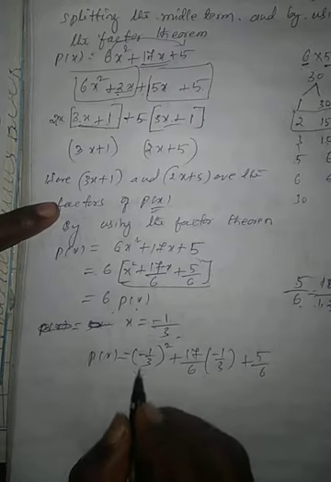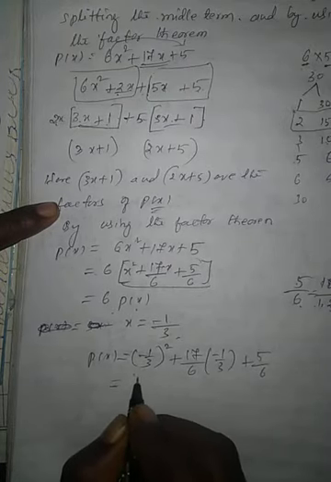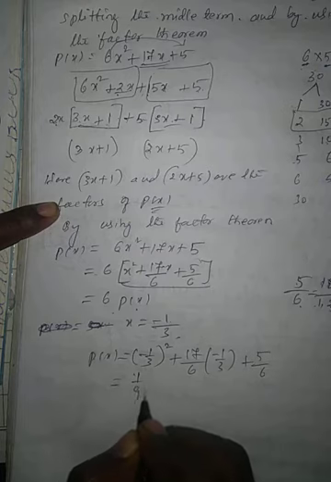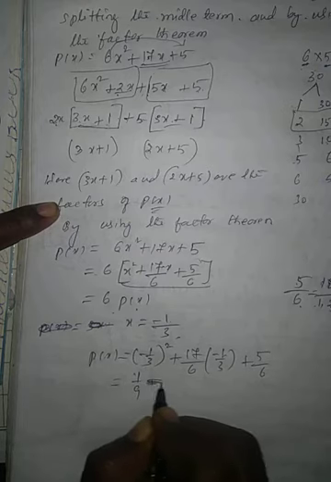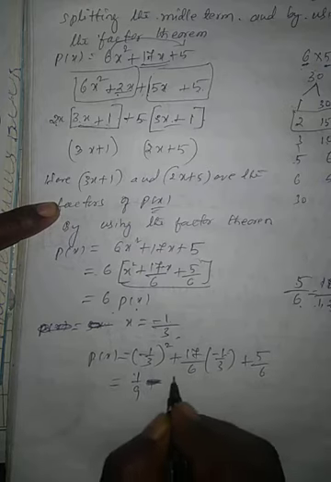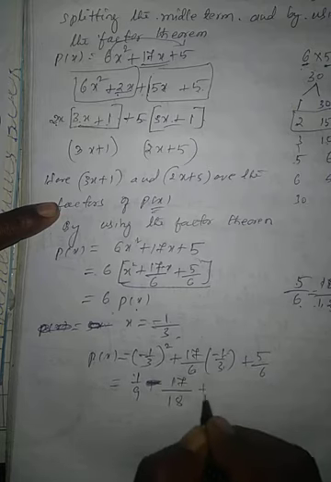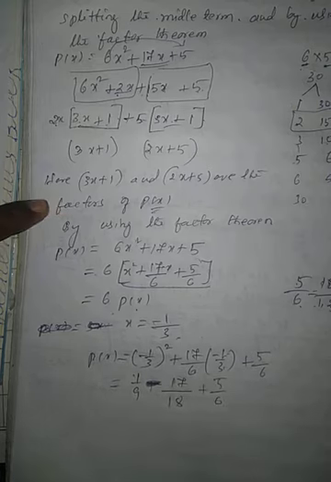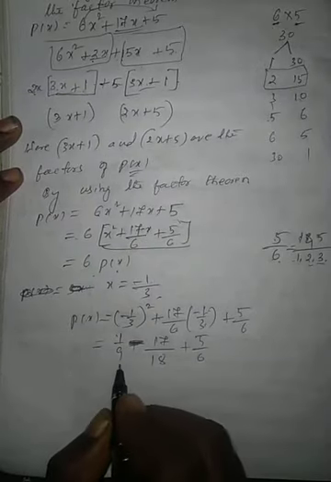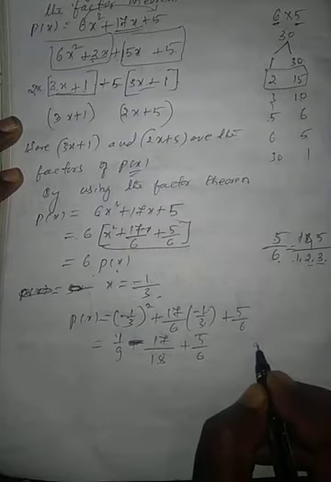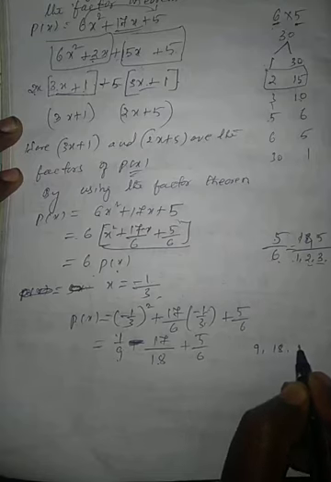Minus into minus is plus, and 1 into 1 is 1, and 3 into 3 is 9, plus into minus is minus, and 17 into 1 is 17, 6 into 3 is 18, plus 5 divided by 6. And then here we need the LCM of 9, 18 and 6.